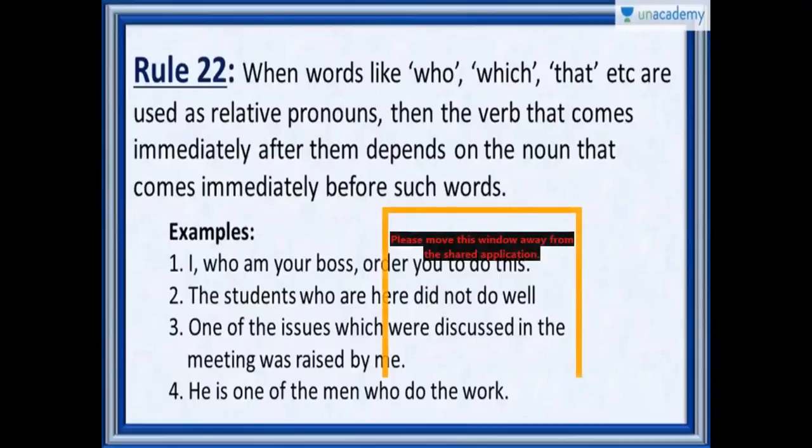Write first in one of the examples. Second example you write down. So what is the criteria? If the subject is singular, verb is singular. If subject is plural, the verb is plural. That you know, basic rule. The students who are here did not do well.